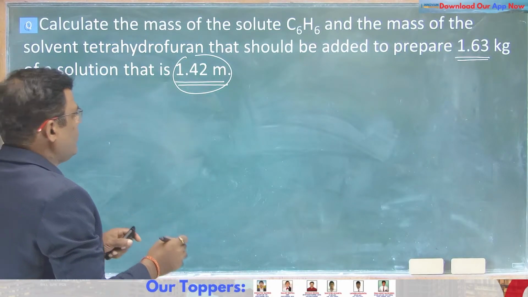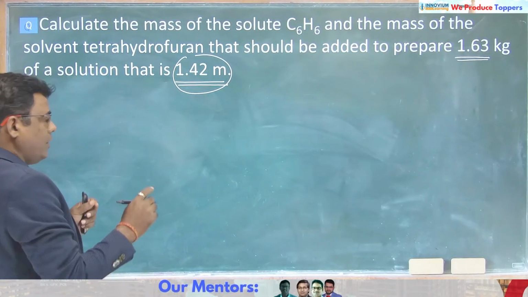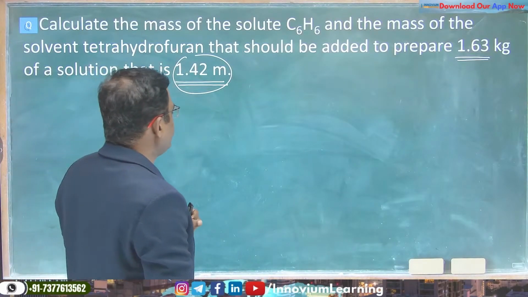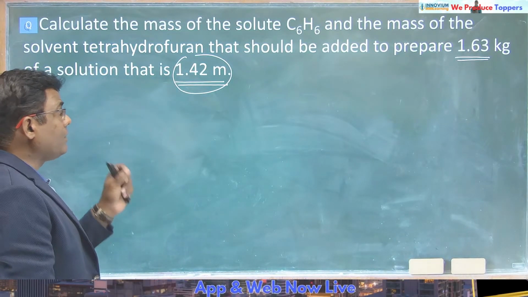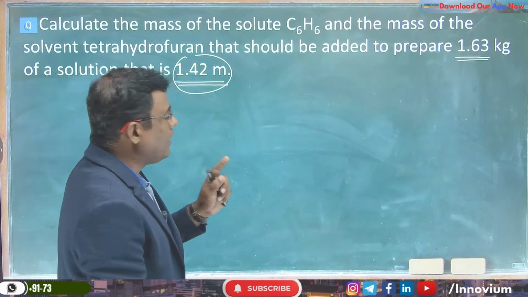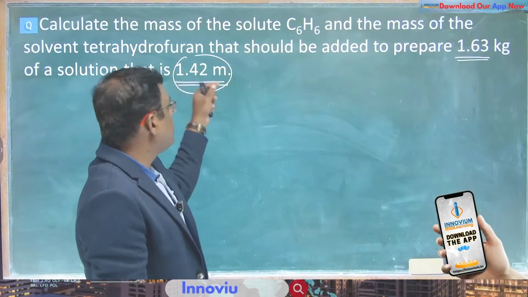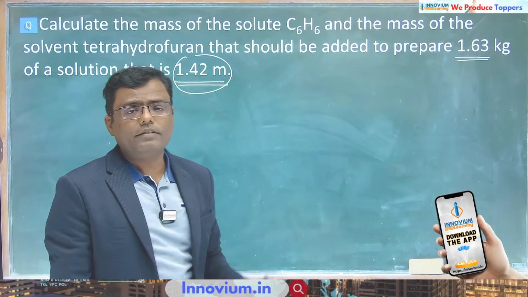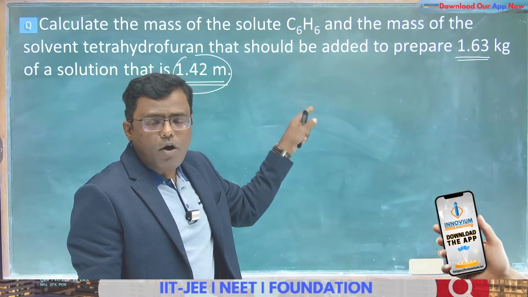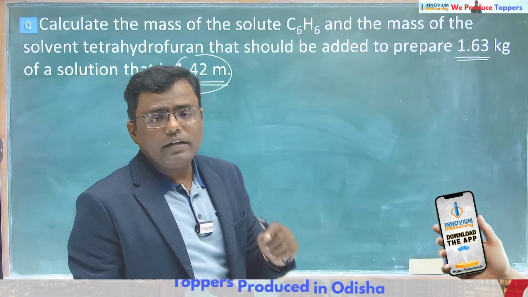Just remind that basic definition always while solving the question on molality. So what is that basic definition? The basic definition of molality is number of moles of solute present in 1 kg of solvent or 1000 gram of solvent. Here, in this case, the value of molality is given 1.42 m, means 1.42 moles of solute is present in 1000 gram or 1 kg of solvent.